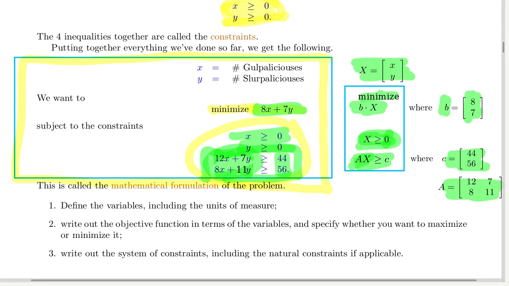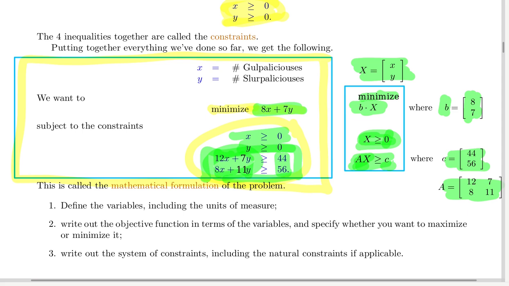And again, we interpret that as meaning that every entry in A times x has to be greater than or equal to the corresponding entry in c. So in this case, A times x and c are both vectors. The inequality says that the corresponding entries have to obey that inequality, right? The left side has to be greater than or equal to the right side.